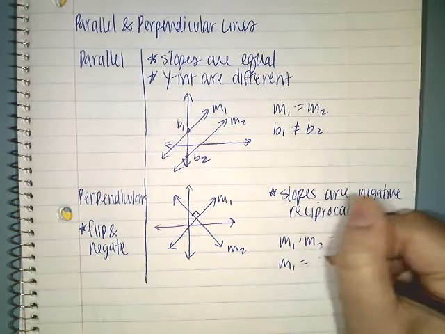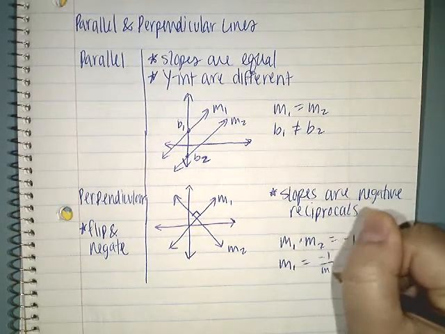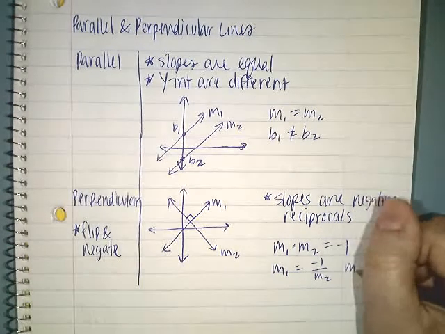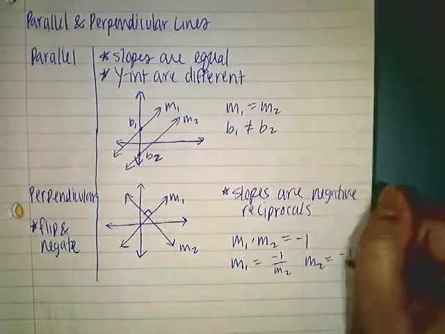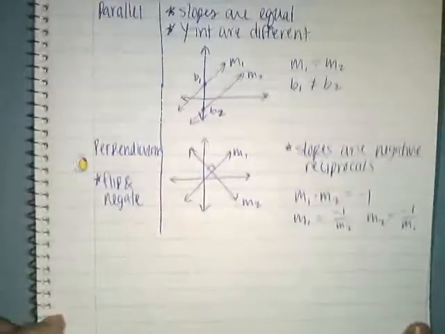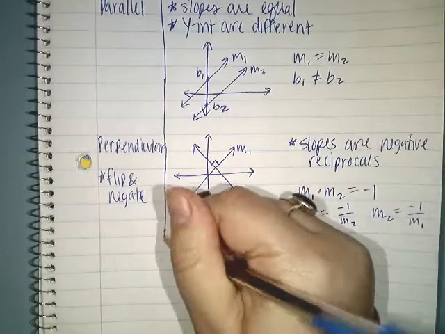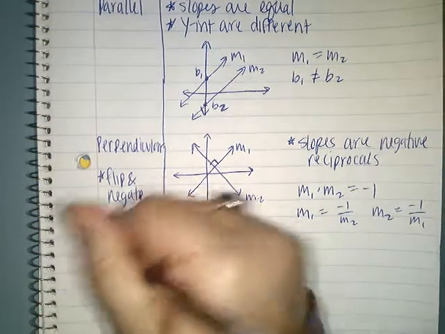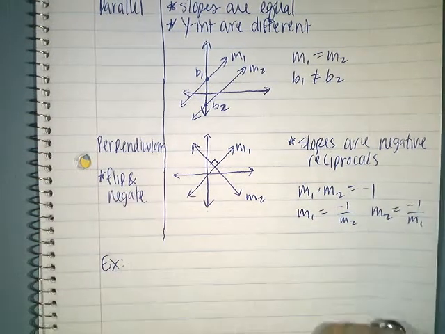So there's a bunch of different ways you could rearrange this. M1 is equal to -1 over M2, or the opposite, M2 is equal to -1 over M1. So really all we have to do is flip and negate to find our perpendicular slope. So I'm going to do an example of that so you can see exactly what I mean.